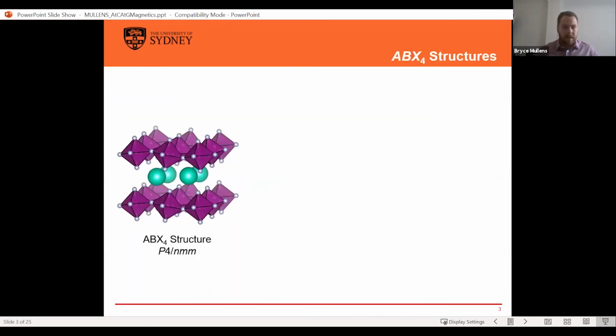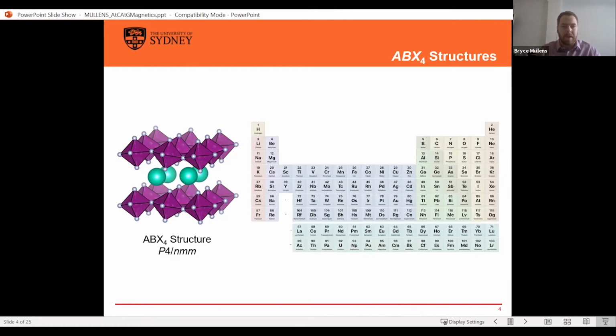So to kick things off today, I wanted to start off by talking about these generalised ABX4 structures, which I've highlighted over here on the left-hand side. The reason why these are important is because we can put all different sorts of anions and cations into them in order to observe how that changes their structure. So if we take our periodic table on the right-hand side here, on our A site, we usually put in a group 1 metal, things like sodium, potassium, rubidium, and cesium.